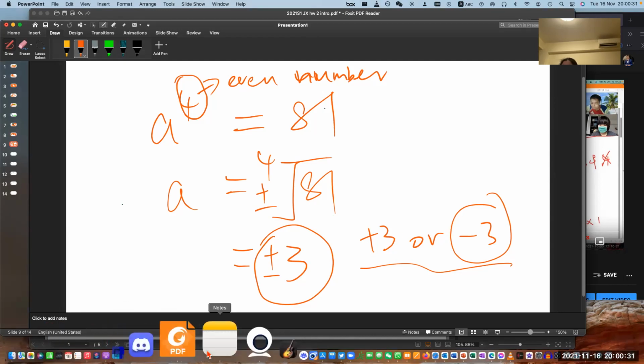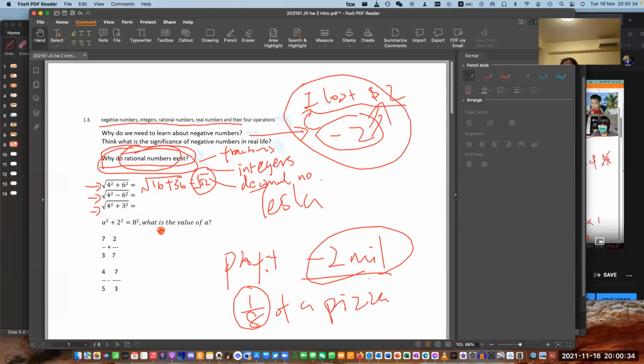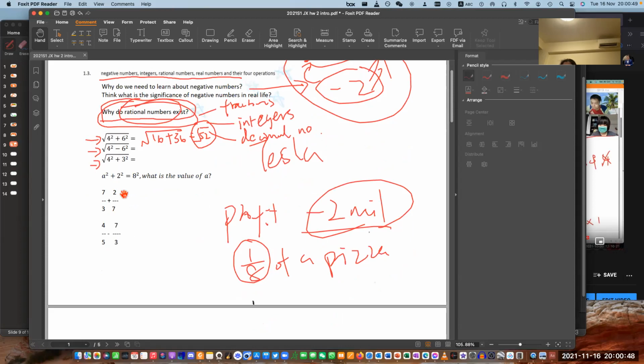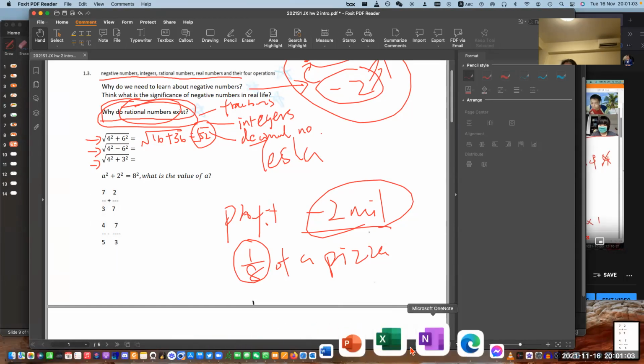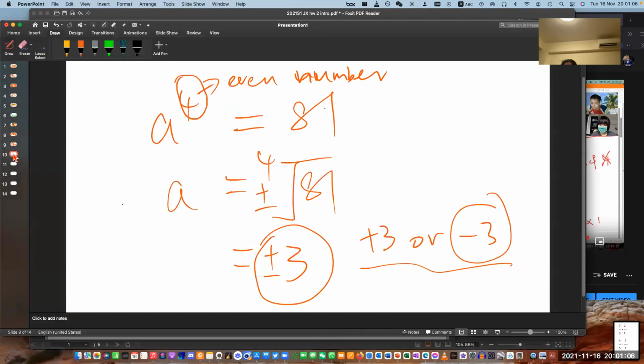So you have a taste of how square roots and negative numbers are going to be used, or how you will be tested, given questions like this. All right. Okay, so the fractions, the addition and subtraction of fractions. In fact, these are just two examples to show you how you can use the concept of LCM, lowest common multiple, to solve questions.